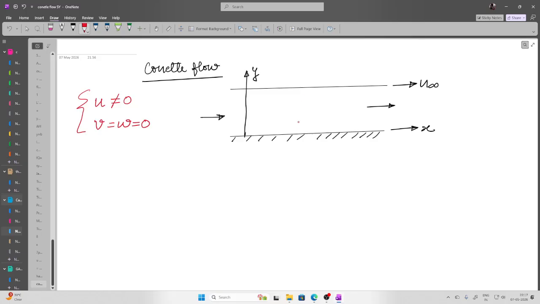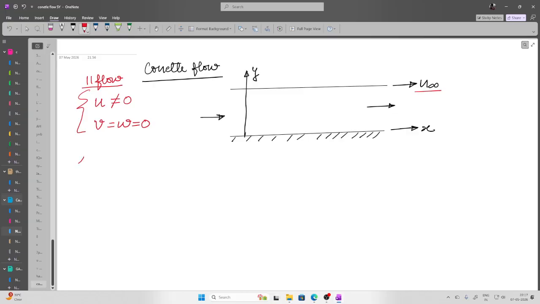It is a flow between two parallel plates such that one plate is fixed and the other plate moves with a constant velocity, let's say u infinity, and the flow field is generated between them, and the fluid is flowing from left to right. So now, to solve this problem, we have to have some assumptions. The first assumption is of parallel flow.